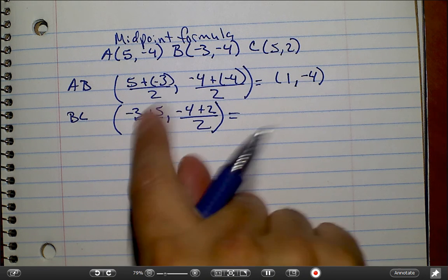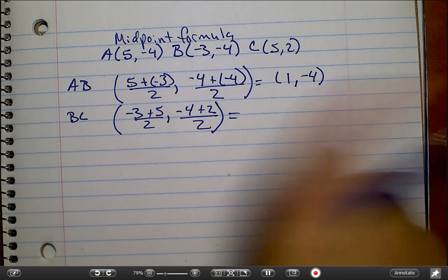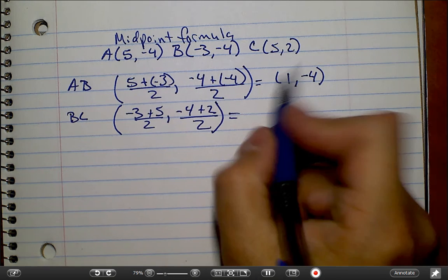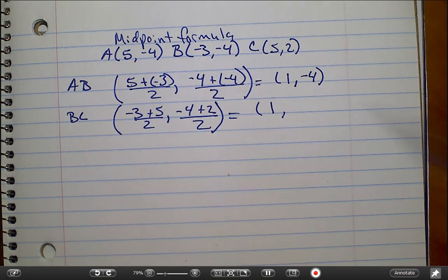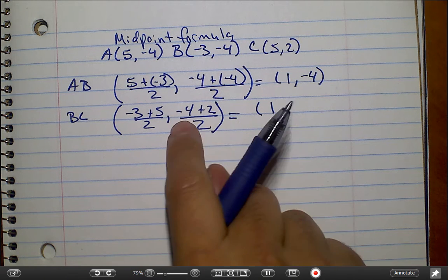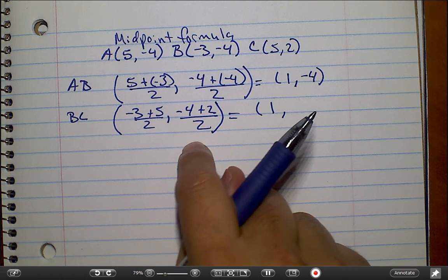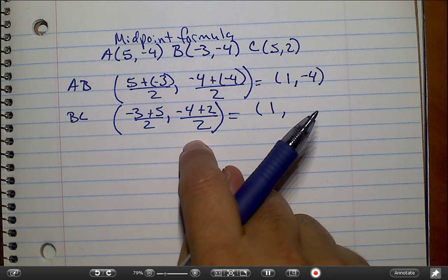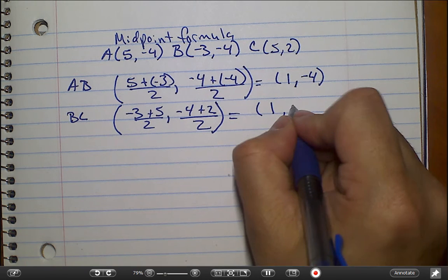Okay, so -3 plus 5. 2 divided by 2? 1. So -4 plus 2? -2 divided by 2? -1. Very good. -1.